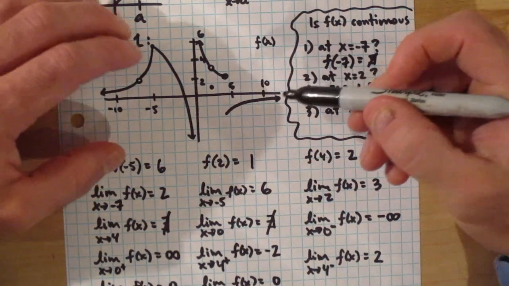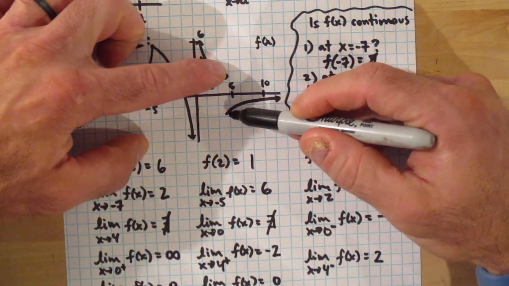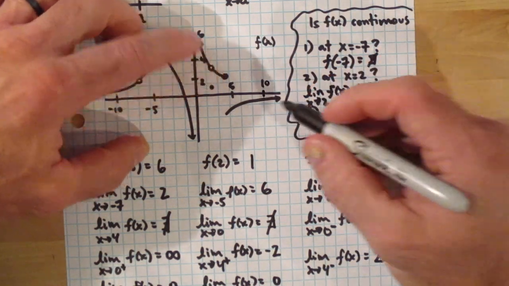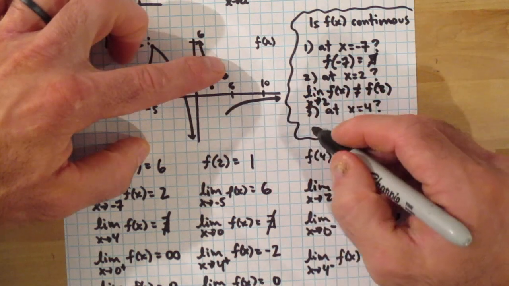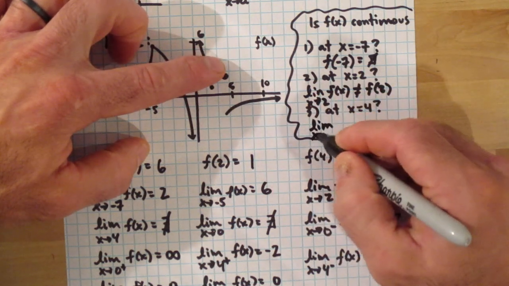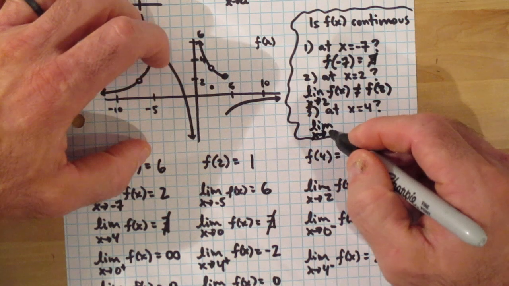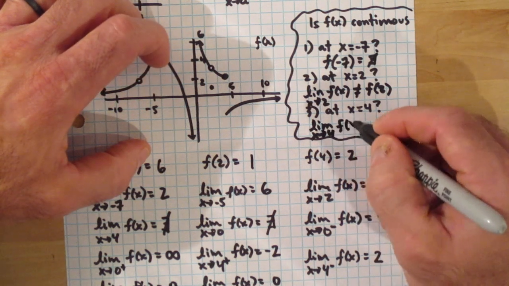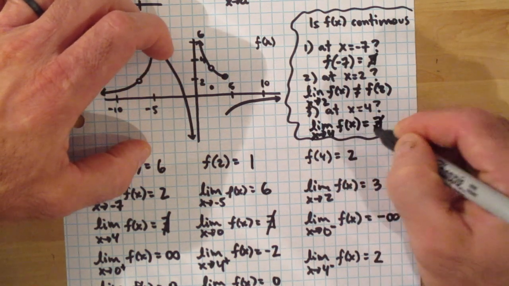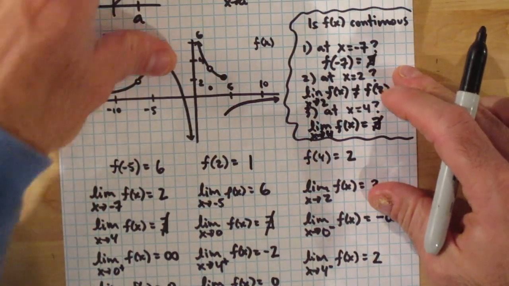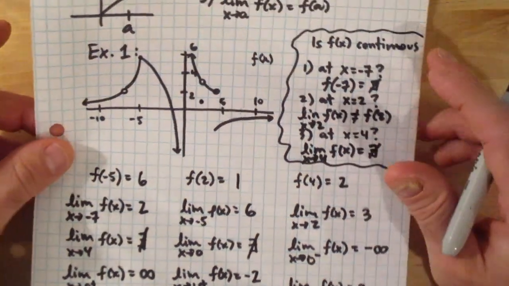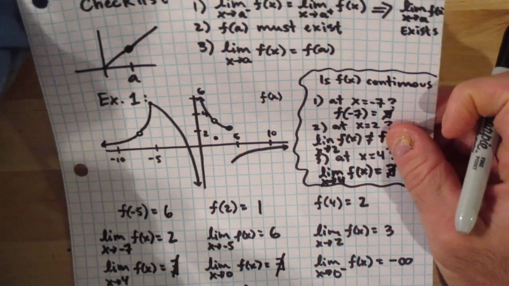Okay, and then at x equals 4, it looks like we have an infraction on the first rule because the limit doesn't exist at x equals 4. The limit as x approaches 4 of f of x does not exist. Okay, so that's just a general overview of continuity. Let's jump into a second example.